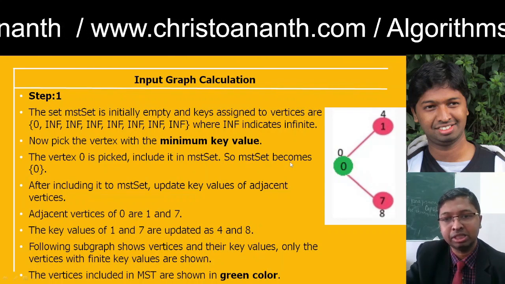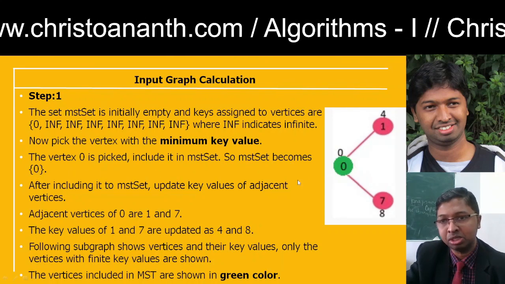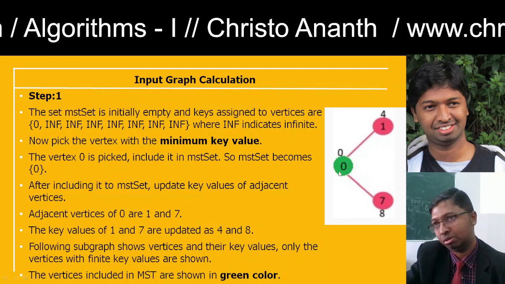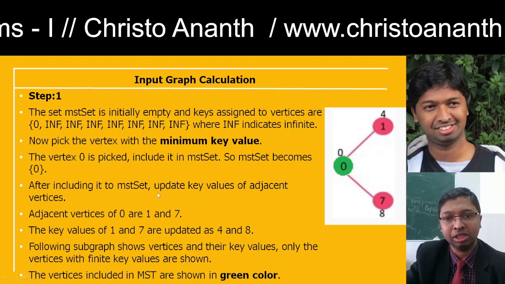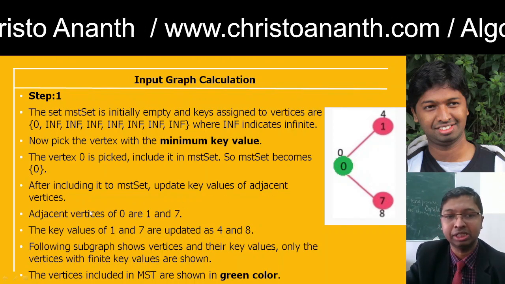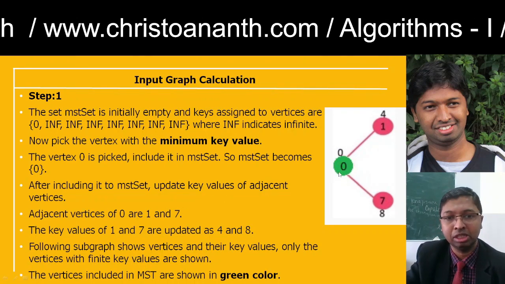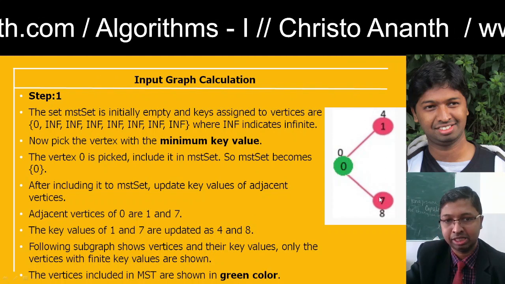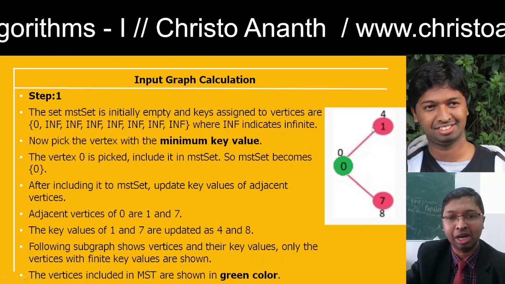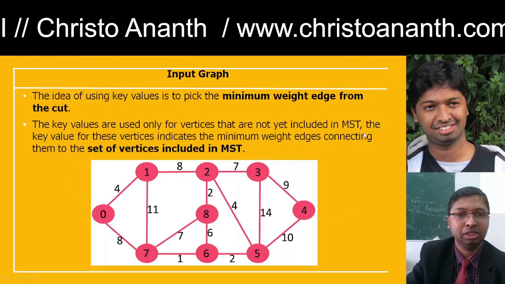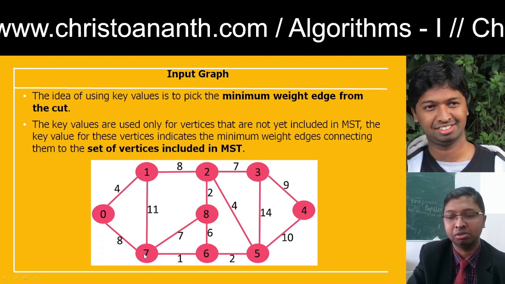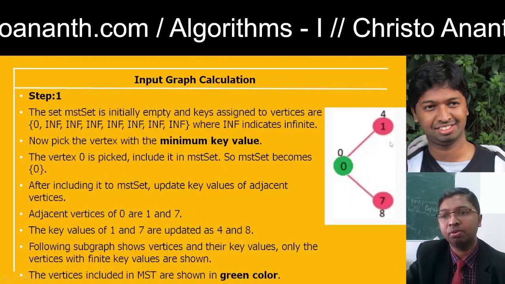So the MST set becomes {0}. This pink or rose color will change into green. After including it in the set, update the key values of the adjacent vertices. The adjacent vertices of 0 are 1 and 7, so you update them: this will become 4 and this will become 8.